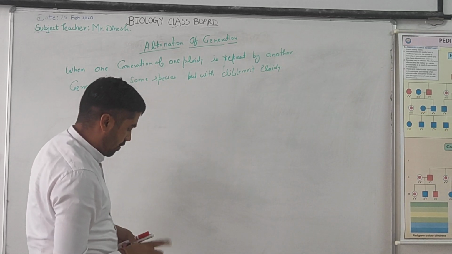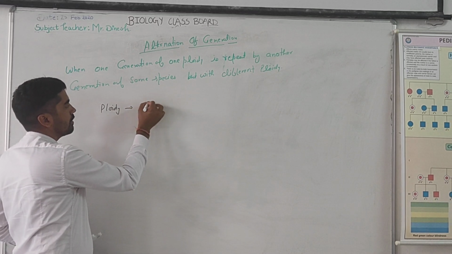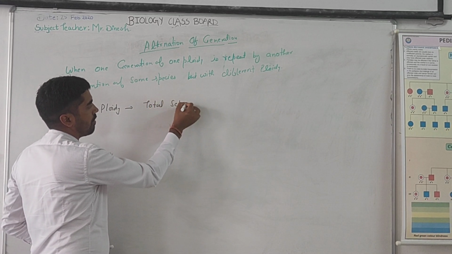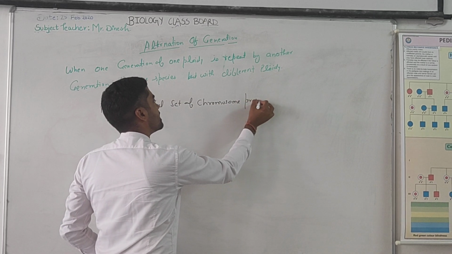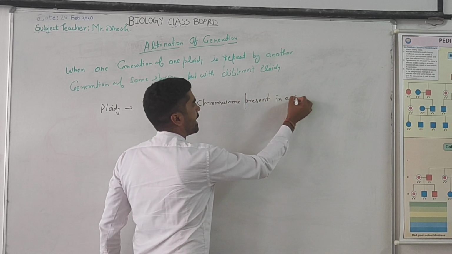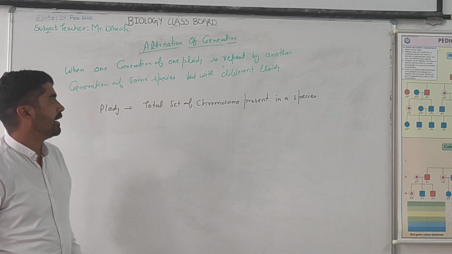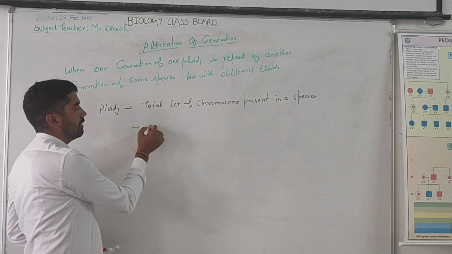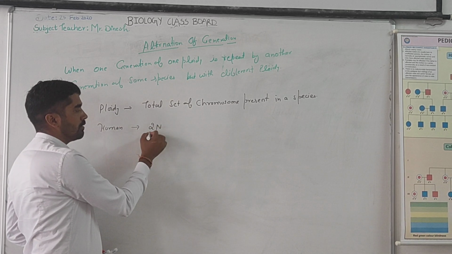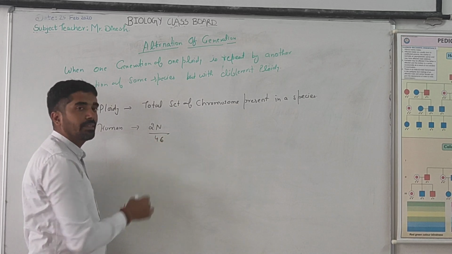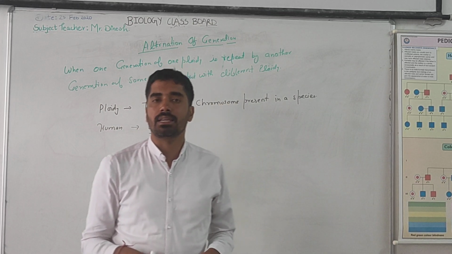मैंने आपको बताया प्लॉइडी क्या होता है। Ploidy is the total set of chromosomes present in a species. एक स्पीसीज में क्रोमोसोम का कितना सेट है, तो वो हुई प्लॉइडी। हमारी प्लॉइडी क्या हुई? 2n. Human being 2n, chromosome number 46. तो हम लोगों में कितने सेट हुए? 2 सेट। We have 2 sets of chromosomes in our body, so we are diploid.